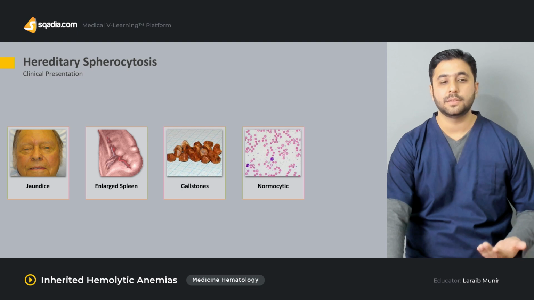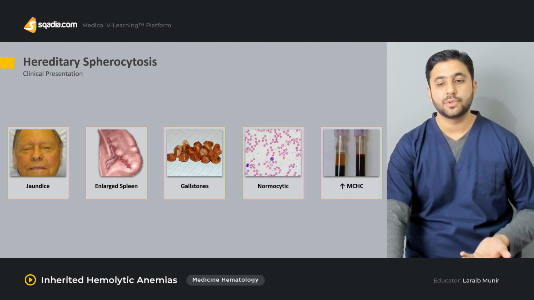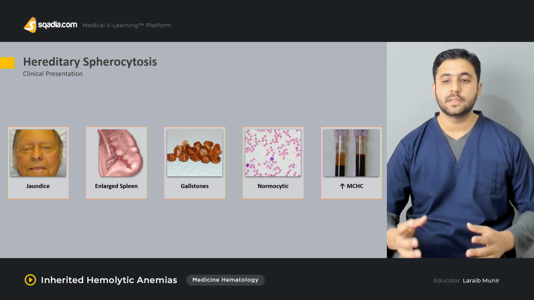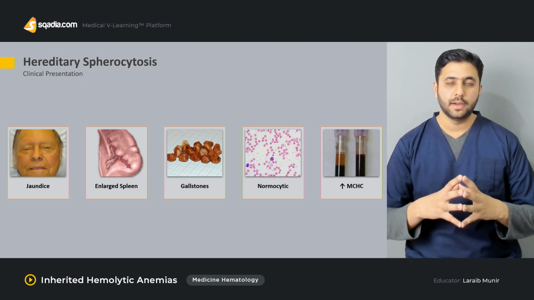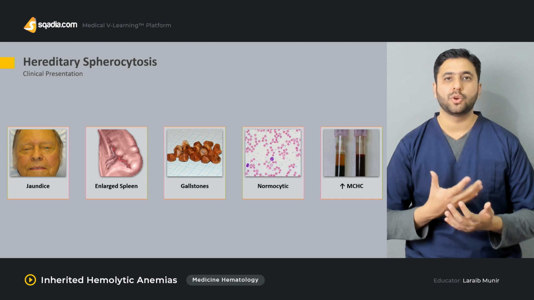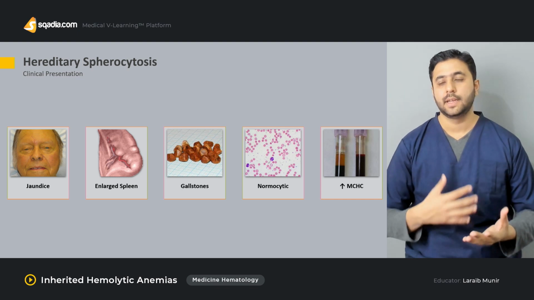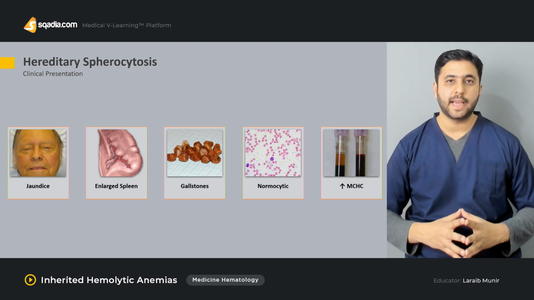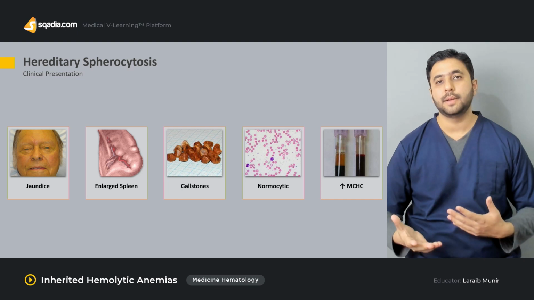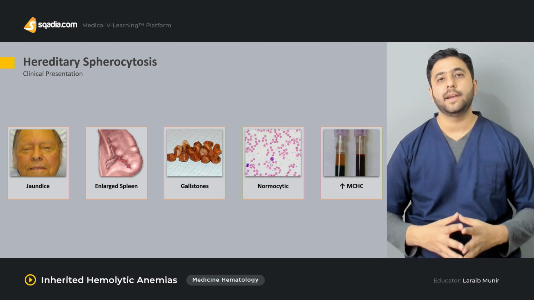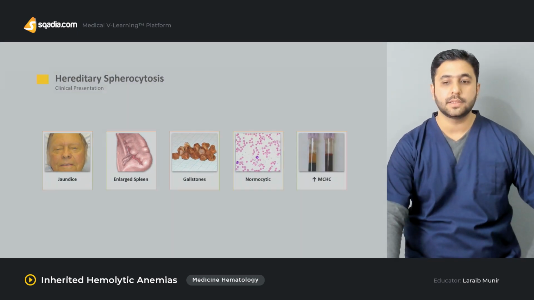In regards to Hannah, we discussed that she had a history of cholangitis, and that might be because of the gallstone formation. She also had an enlarged spleen. There was jaundice evident. There was normocytic anemia with an increased MCHC, or the mean corpuscular hemoglobin concentration. This is because when the size of the RBC shrinks, or it is made more spherical, the concentration of the hemoglobin within it relative to the surface area increases, and that leads to an increase in the MCHC. So all of these signs and symptoms are present with Hannah, and so the empirical diagnosis which we were able to make during that case study was hereditary spherocytosis based on these clinical features.